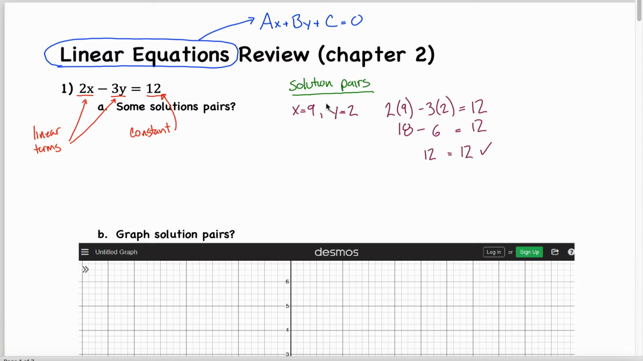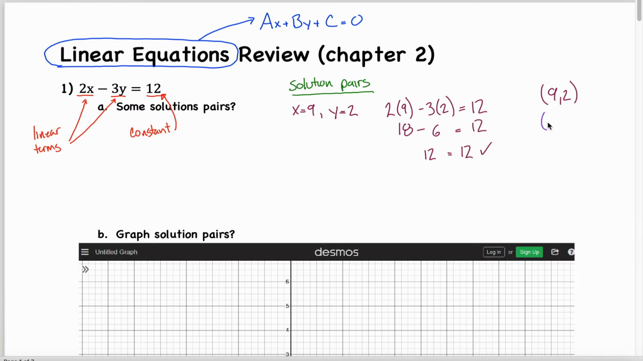It's worth pointing out that there's a shorthand way of writing solution pairs like this. Instead of writing x equals 9 and y equals 2, we can just write 9 comma 2 inside parentheses, and implied is that the first number is the x coordinate and the second is the y coordinate. And as you may suspect, 9 and 2 is not the only solution pair to this equation. In fact, there's infinitely many solution pairs. If you felt like it, you could try to come up with a few more on your own.